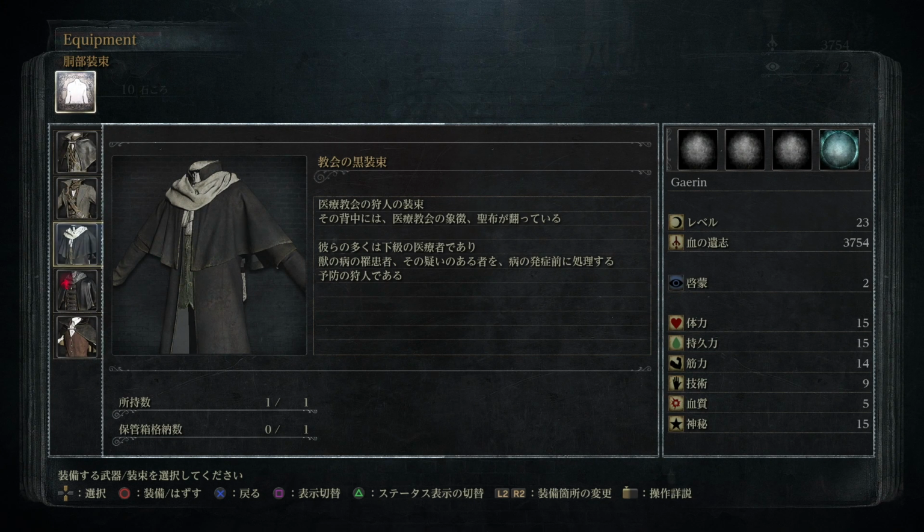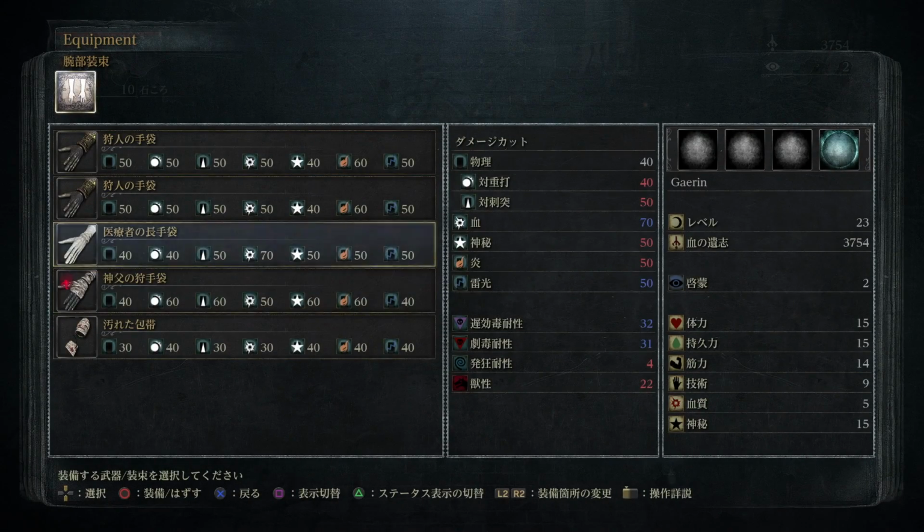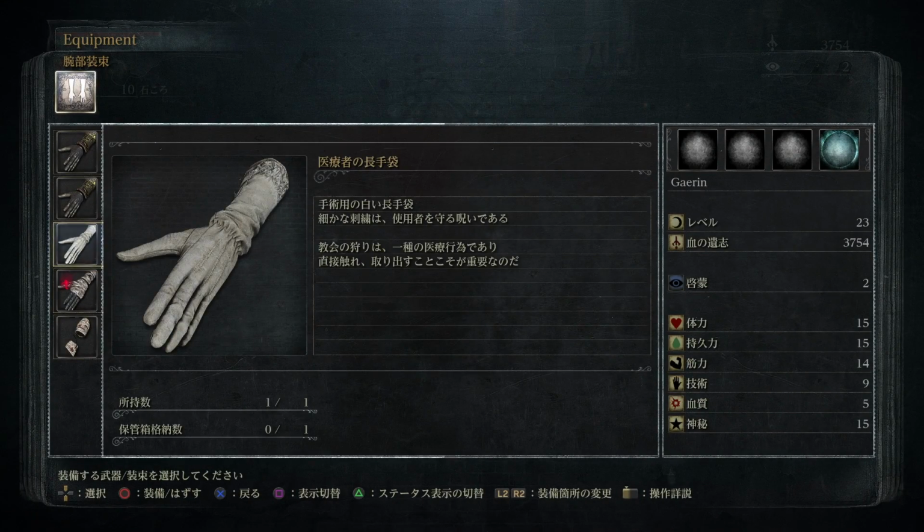And for this piece of attire, that's all I'm going to read because the rest of the description is the same. Now the gloves.